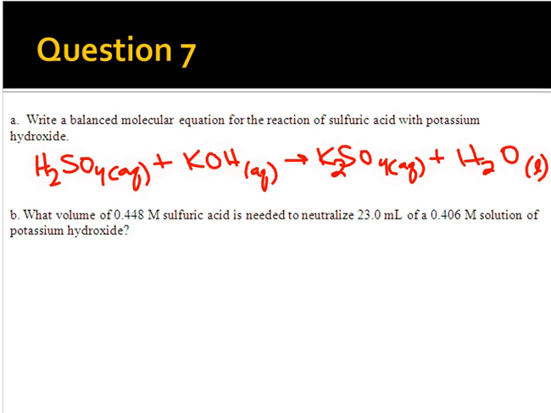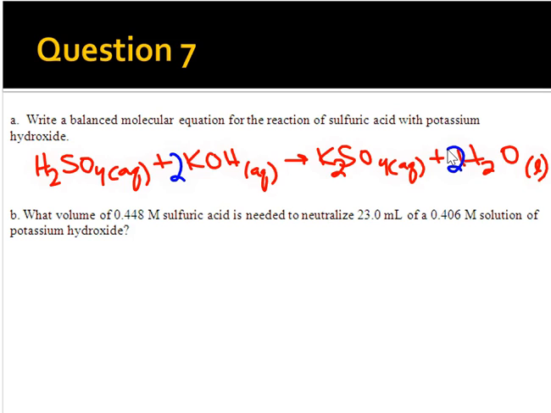We just need to make sure that it is balanced out correctly. So it looks like we need a 2 right there to balance out the potassiums, and then a 2 here to balance out the number of hydrogens as well as oxygens. So then part B is going to build off of that.